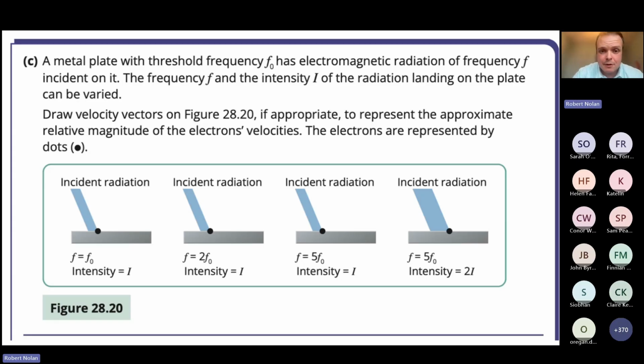So this one: a metal plate with threshold frequency f0 has electromagnetic radiation of frequency f incident on it. The frequency f and the intensity I of the radiation landing on the plate can be varied. I might not read out all the questions if that's all right, but that's the question we have there. And you're asked to complete that diagram then as your answer.